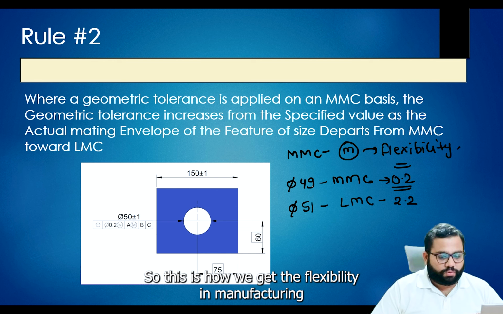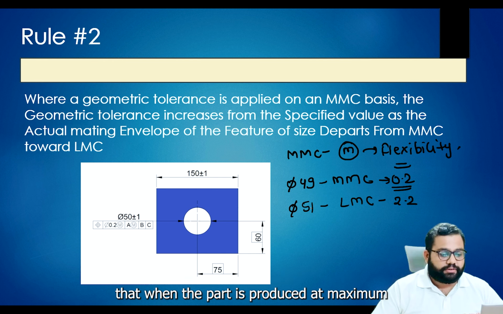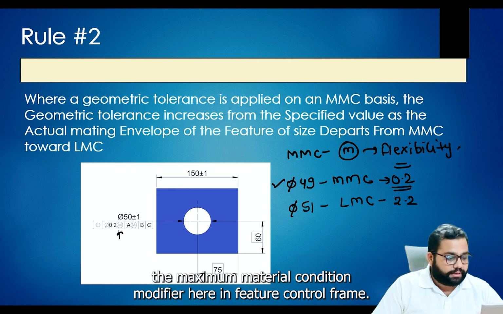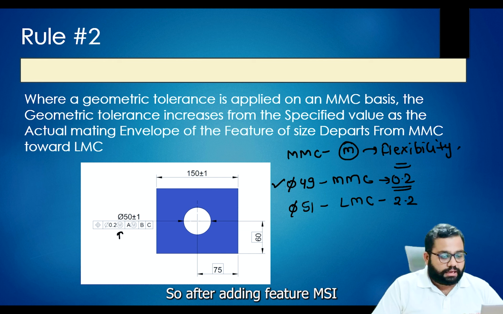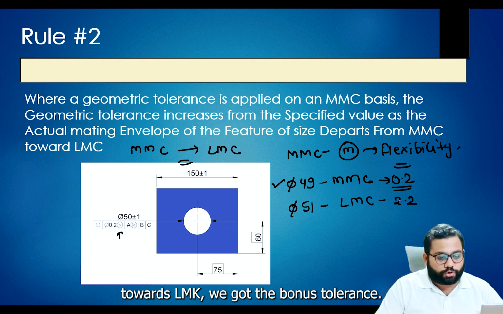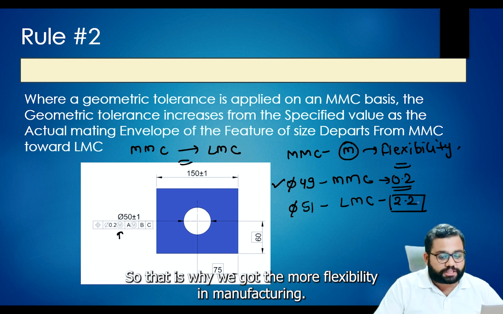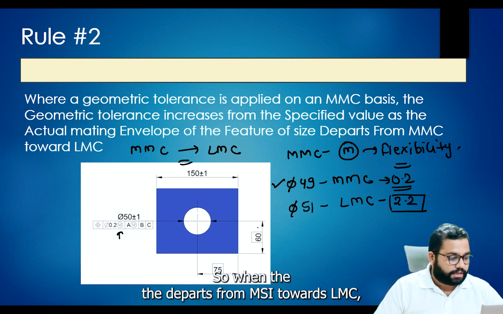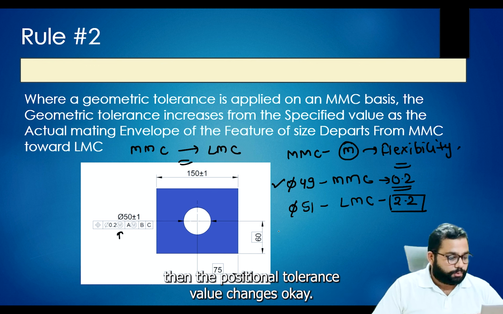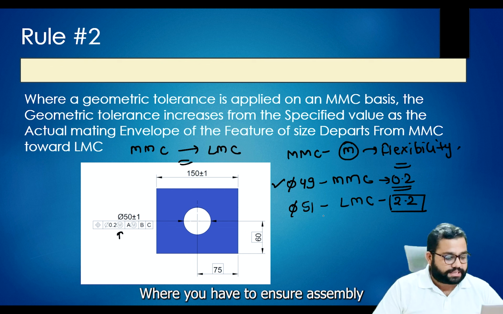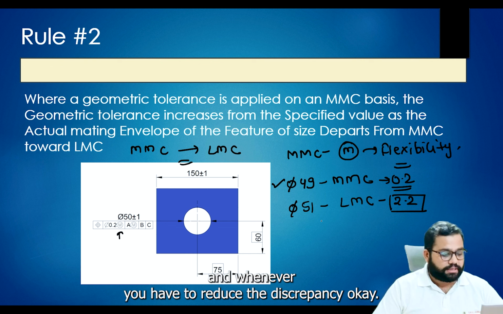This is how we get flexibility in manufacturing. The part is produced at maximum material condition because we have applied the maximum material condition modifier in the feature control frame. So when we move from MMC towards LMC, we get the bonus tolerance, and that is why we get more flexibility in manufacturing. We have already discussed bonus tolerances. When the hole departs from MMC towards LMC, the positional tolerance value changes from 0.2 to 2.2. This is used where you have to ensure assembly and reduce the scrap rate.